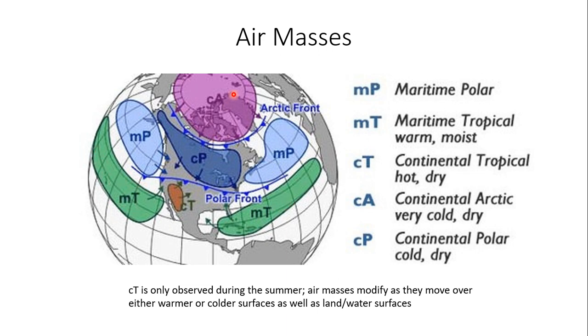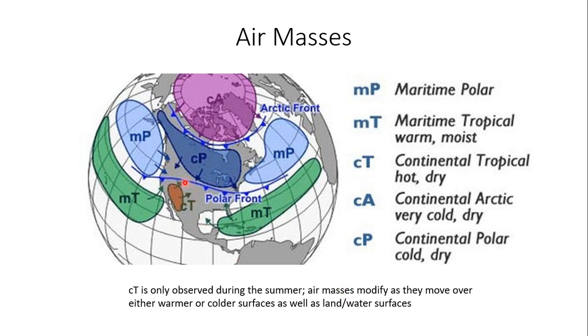And then in extreme cases during the wintertime in the northern hemisphere, you can get a very, very bitterly cold air mass coming straight from the Arctic into the United States, into Canada, and that is known as a continental Arctic air mass, very cold and dry.